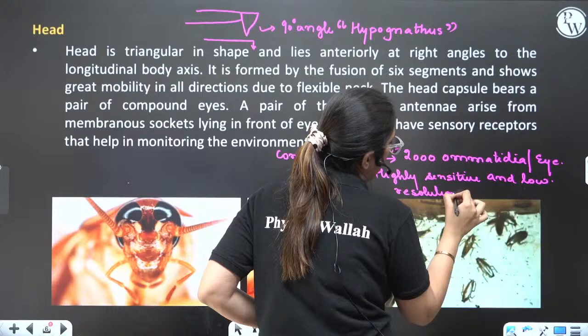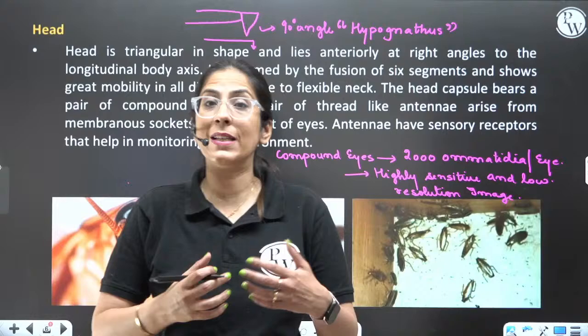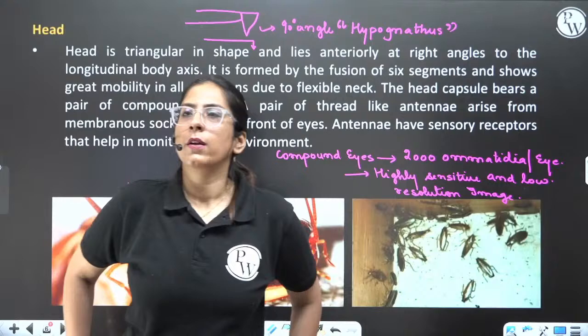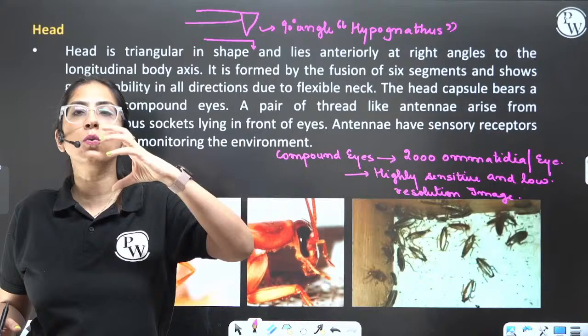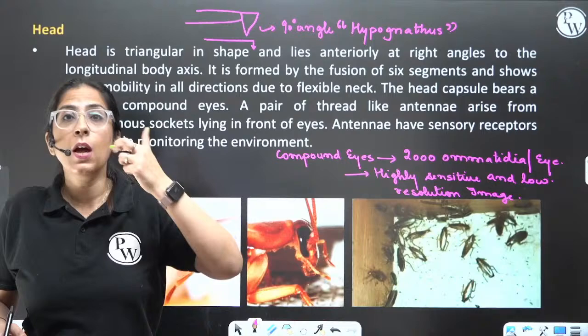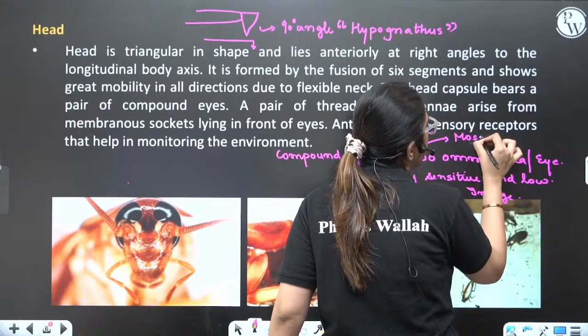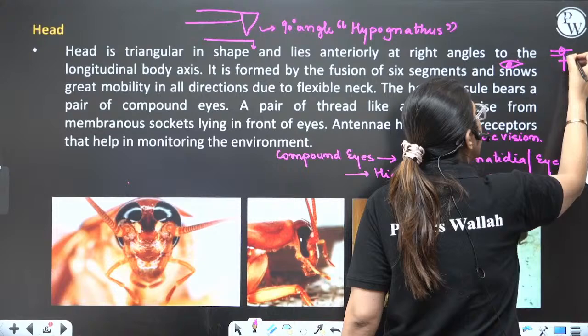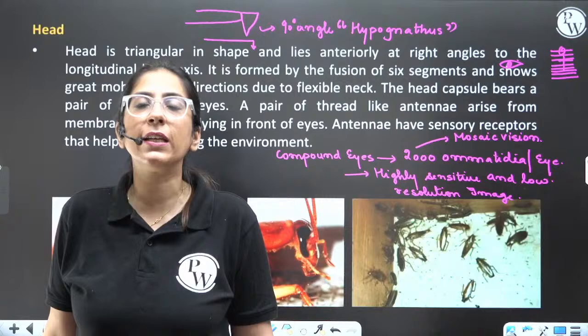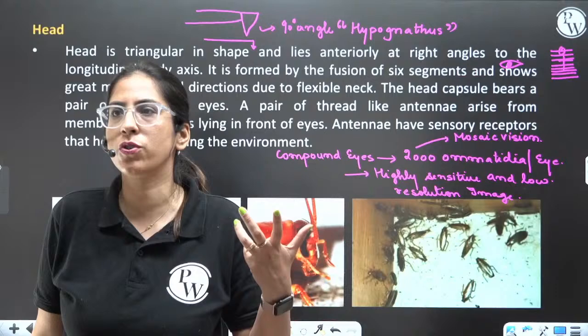Now, what do I mean by this? At night time, if you go to your kitchen and you see cockroaches there, the moment you enter, cockroaches start moving. Because they have 2000 smaller eyes in one eye, which are termed as ommatidia. Each ommatidium is responsible for making mosaic vision. Suppose you are standing like this and this is a cockroach eye. The cockroach eye will divide your body into 2000 parts, and each ommatidium will create an image. That image is termed a mosaic image. So this is mosaic vision.